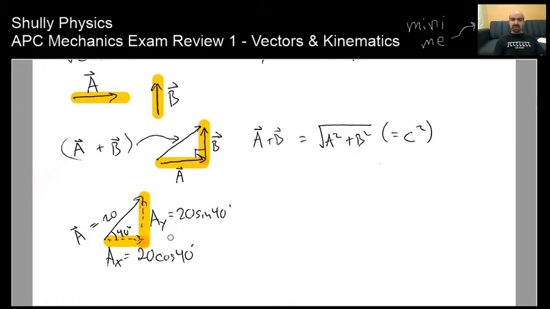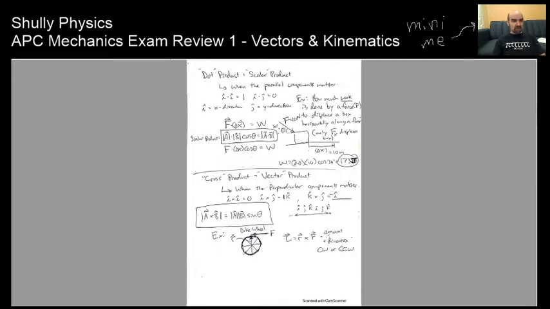But this part at the bottom is finding the components. So keep in mind, if you have something like a force of 20 newtons, the x component of that force would be 20 cosine 40 in this case, and the y component would be 20 sine 40. That's handling vector addition and finding vector components. Moving on to the next page.